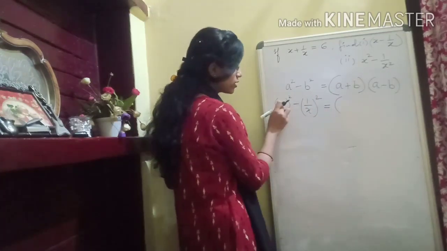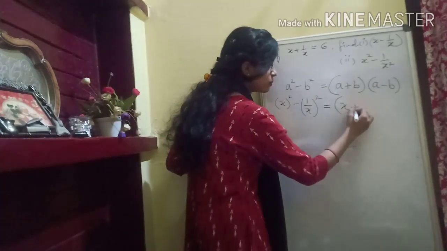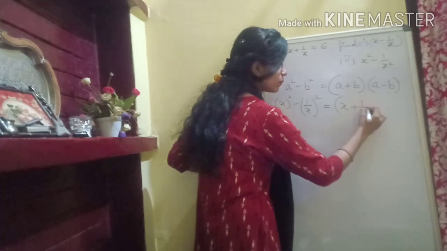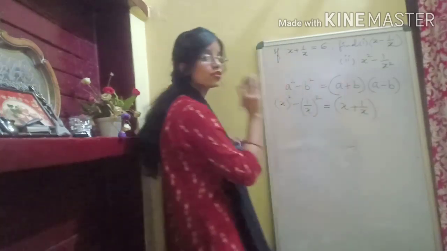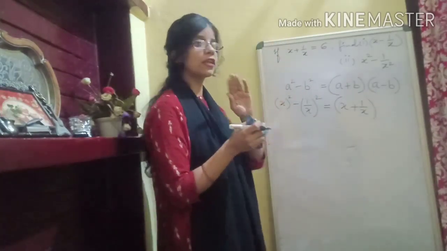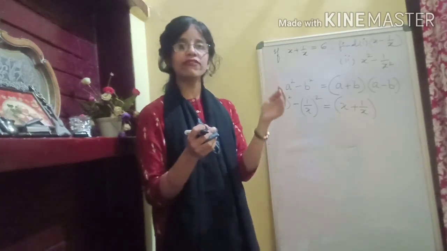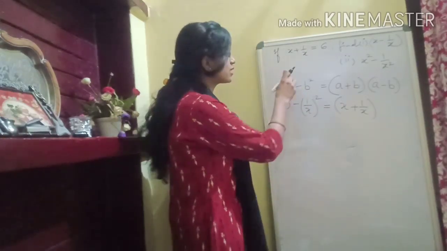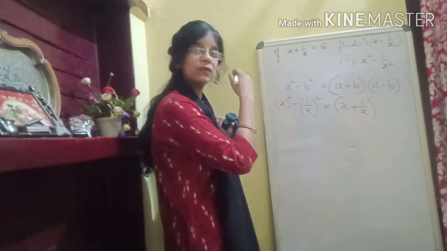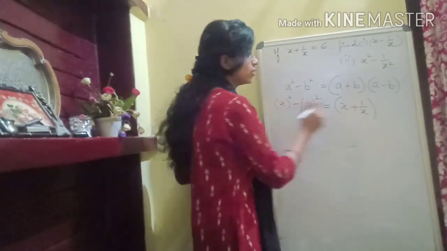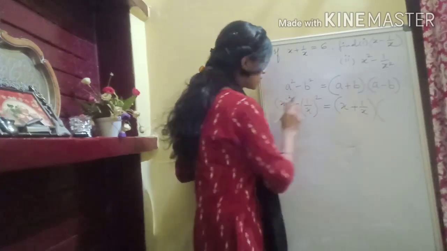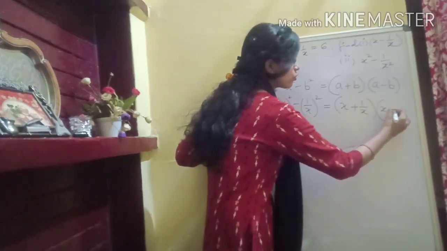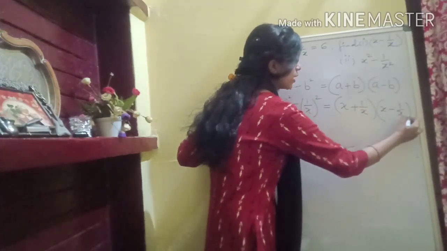A plus b. What is a? x. Plus b. What is our b? 1 upon x. You need to be clear in your mind what is at the place of a and what is at the place of b. We don't have to put x square, because it is at the place of a square. So what will be a only? It will be x only. Now again, what is a? That is x. What is your b? That is 1 upon x.